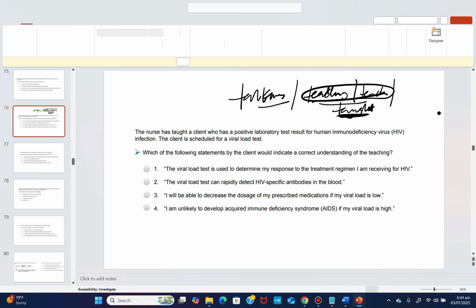So when I see this question saying the nurse has taught a client, I already know the teaching has been done. So the next thing I believe the examiner will start testing is the client statement, because after every teaching, you need to evaluate what you said to the client to see if they got everything correctly, if they have a clear and correct understanding.